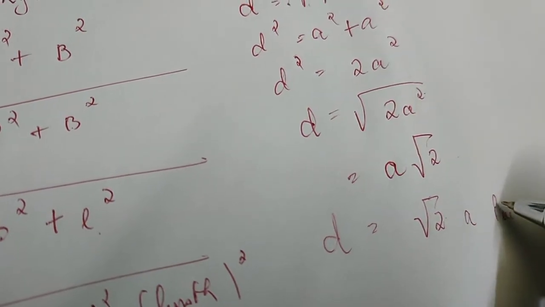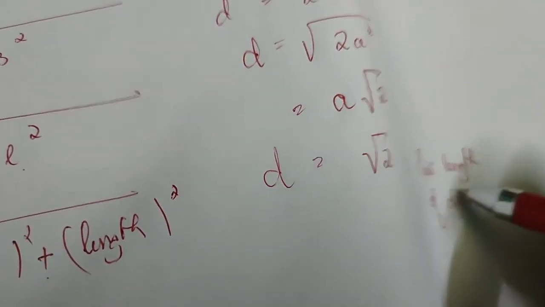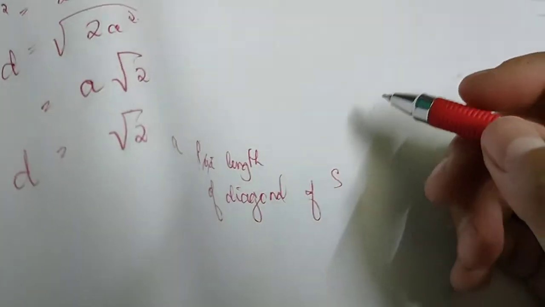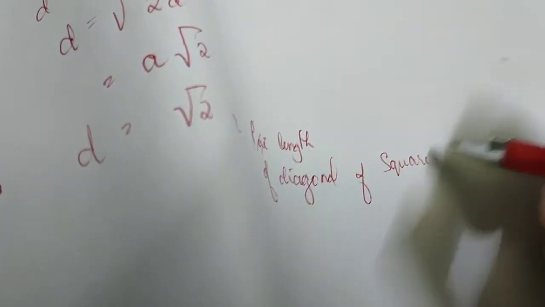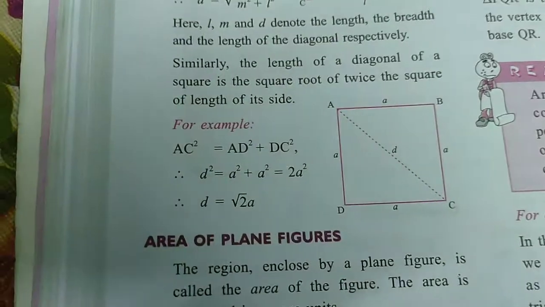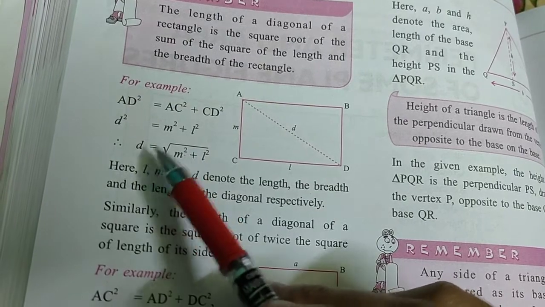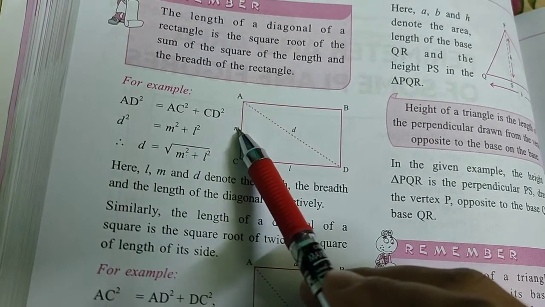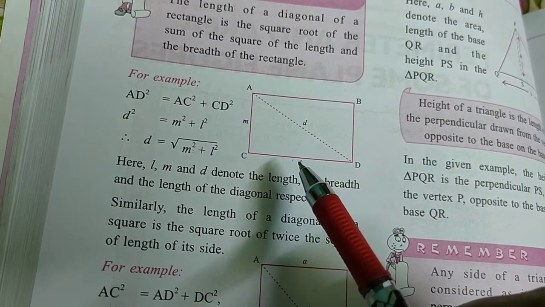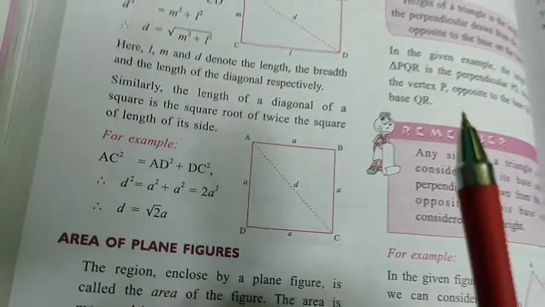This is the length of the diagonal of a square. Okay. I hope you understood. You see here, for rectangle, d is equal to the square root of the breadth square plus the length square. Okay. And for square it is root 2 a. You must know this.